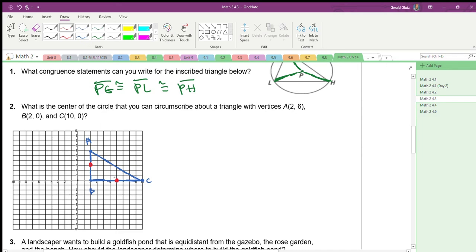So wherever those two perpendicular bisectors intersect, that'll be right here at this point. So remember, perpendicular means they form 90-degree angles. So this point right here would be the circumcenter, or the center of that circle. So that is at (6, 3). So (6, 3) is your answer.